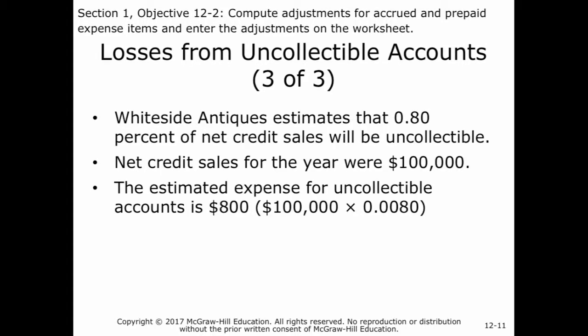For this example, we will assume that 0.8% of the net credit sales are estimated to be uncollectible. So if the net credit sales for that particular year were $100,000, we would determine that estimate to be $800, and we calculate that by multiplying the net credit sales of $100,000 by 0.8%.